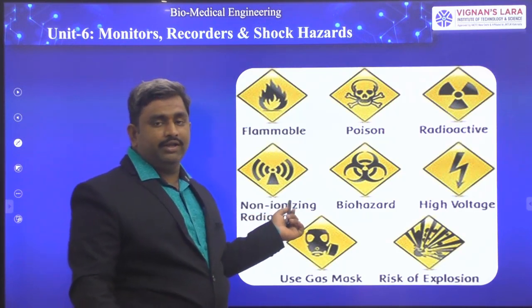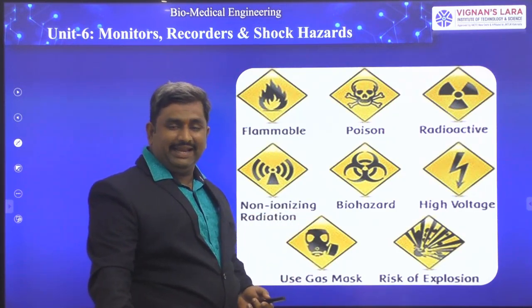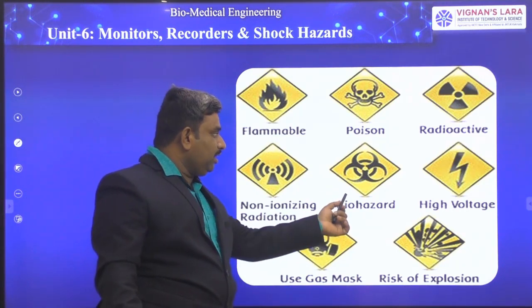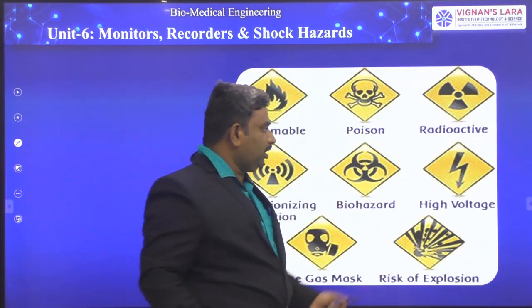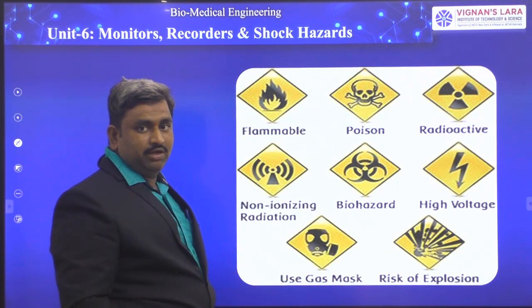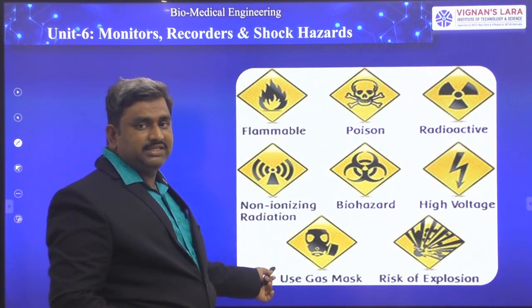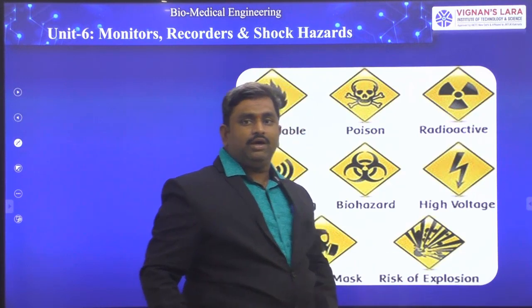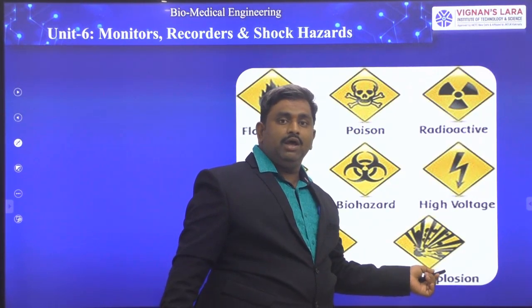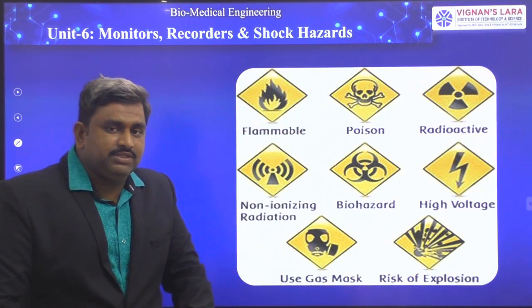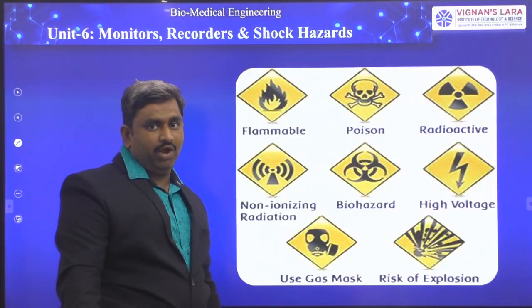Non-ionizing radiation. Some non-ionizing radiations are available here. Don't touch any metal parts, and don't wear or carry any metal items there. And biohazard. This represents one more biohazard, and this represents high voltage, and this represents use a gas mask. In these areas, many pollutant gases are available, so for that reason we have to use a mask. And risk of explosion. This represents risk of explosion. This type of symbol we can generally see at mining sections. These are the different types of symbols available on the industry side. We have to take precautions for ourselves.